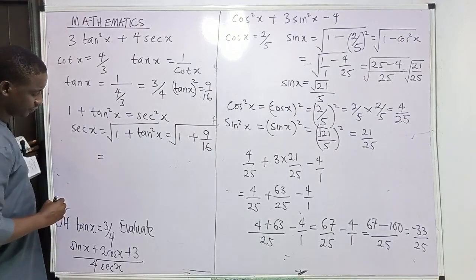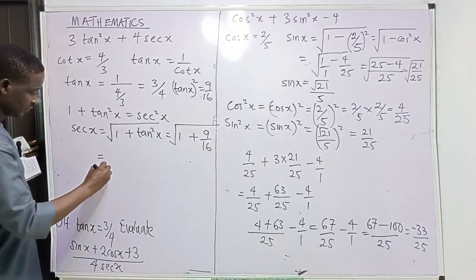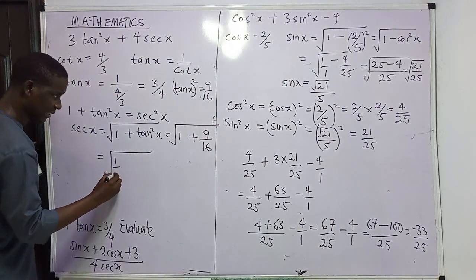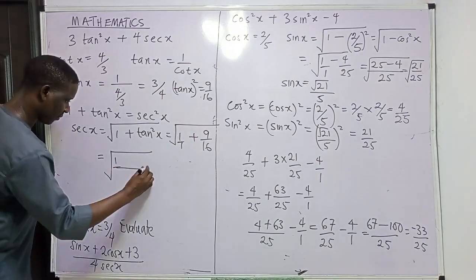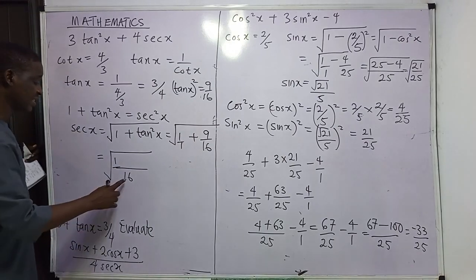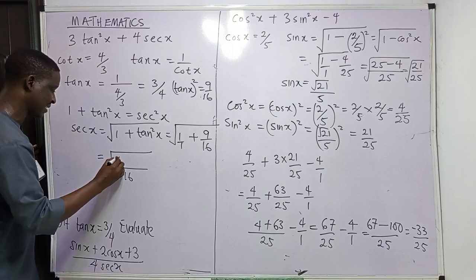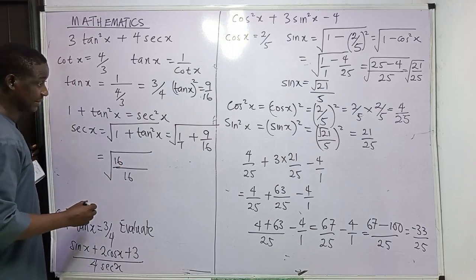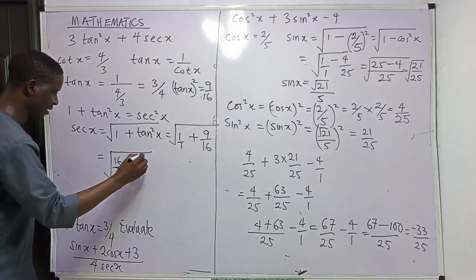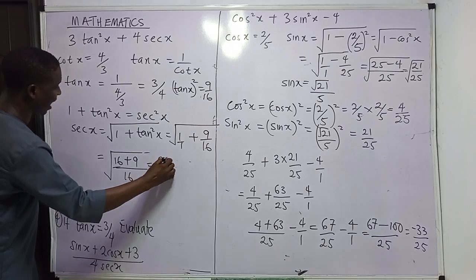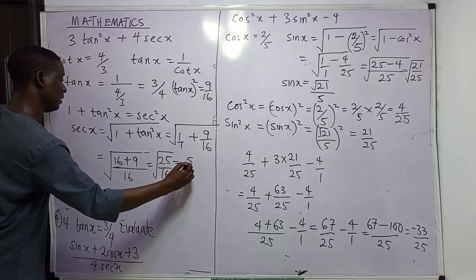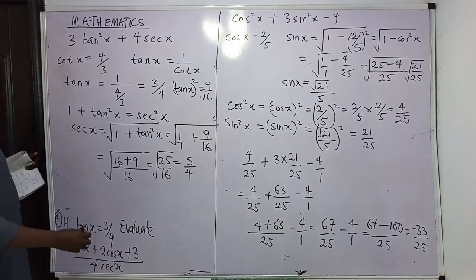So what do we have now? We want to have it as square root of 1 plus 9 over 16. Find the LCM of that. What is the LCM of this one? 16 is the LCM. 16 divided by 1 is 16, 16 times 1 is 16. Plus 16 divided by 16 is 1, 1 times 9 is 9. So we are going to have it as 25 over 16. What is square root of 25 over 16? 5 over 4.